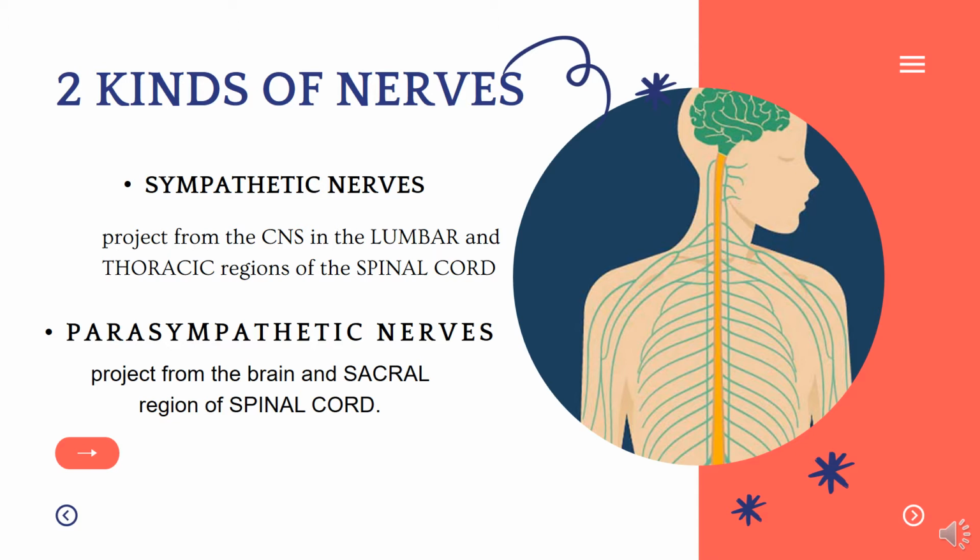Two kinds of nerves: the sympathetic nerves and parasympathetic nerves. Sympathetic nerves project from the CNS and the lumbar and thoracic regions of the spinal cord, while parasympathetic nerves project from the brain and the sacral region of the spinal cord. Sympathetic nerves prepare the body for the fight or flight response during any potential danger, while parasympathetic nerves inhibit the body from overworking and restore the body to a calm and composed state.